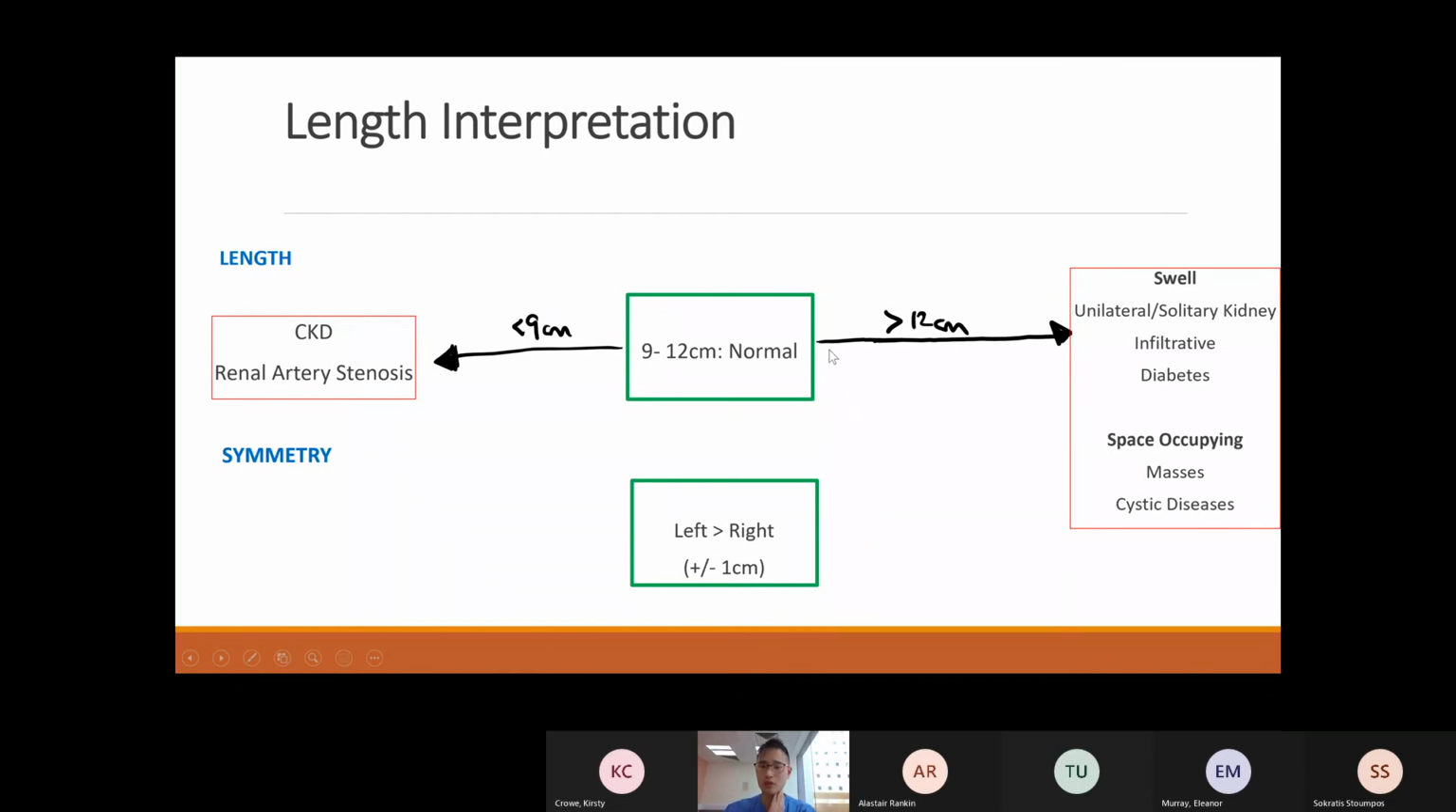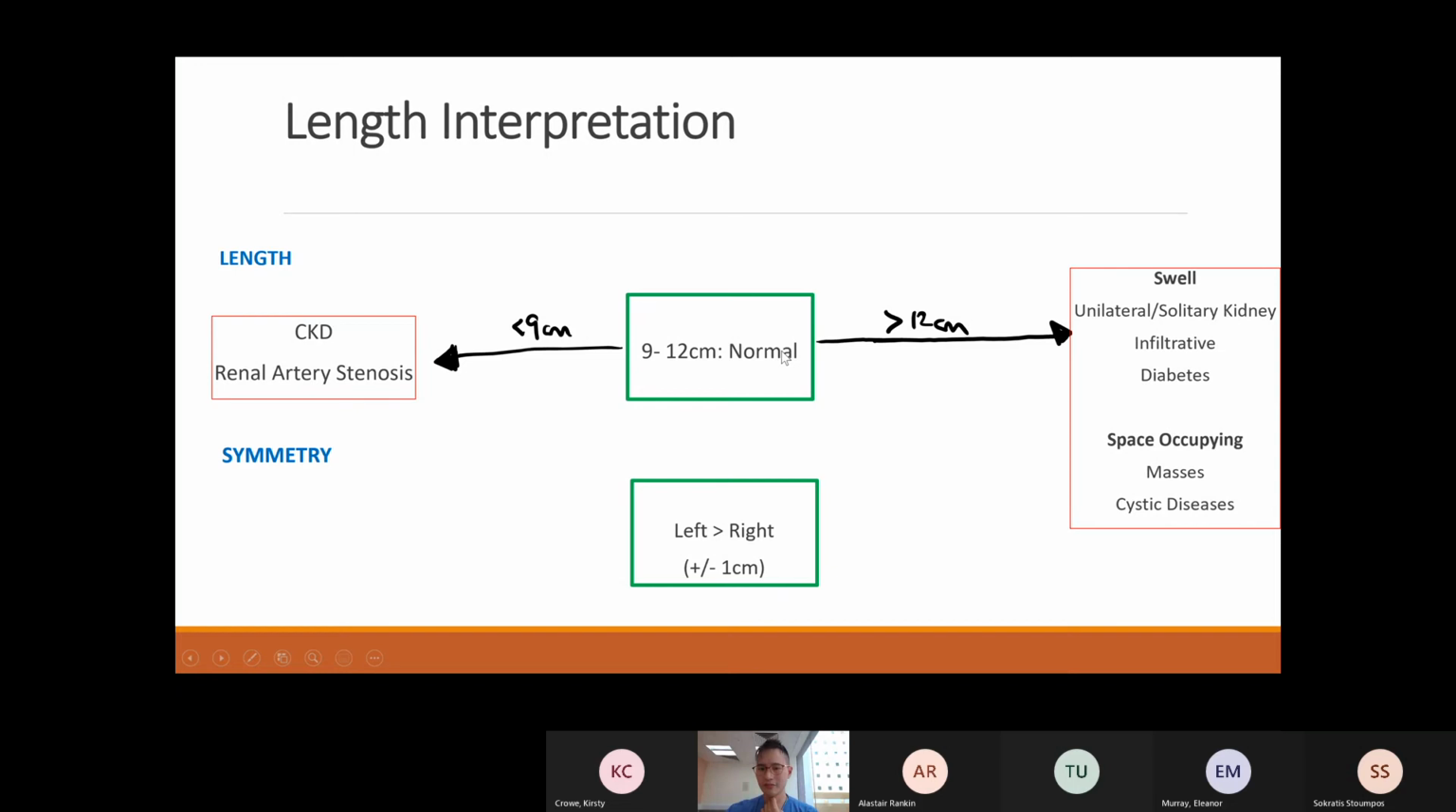But it's also important to know what the difference between the two kidneys should be. Because if the right kidney is 9 centimeters and the left kidney is 12 centimeters, although both are within the normal range of kidney length, one is obviously much smaller than the other, in which case you'll be looking for pathology, even though they are within the normal range of length. So symmetry is also important.